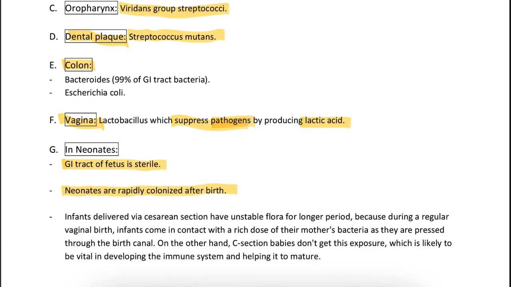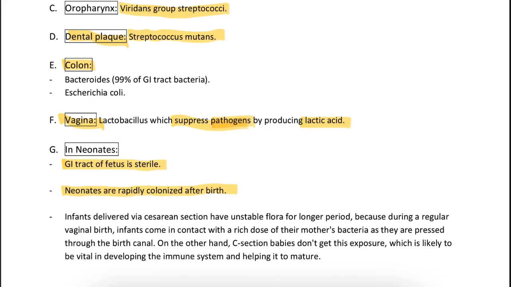prevent flora-related infections. So the main thing is that normal flora is a silent bodyguard but can become an enemy also. It is crucial for vitamin synthesis, immune development and pathogen resistance. Understanding flora helps in diagnosis, infection control and preventive medicine. Okay, so these are the main things in normal flora.